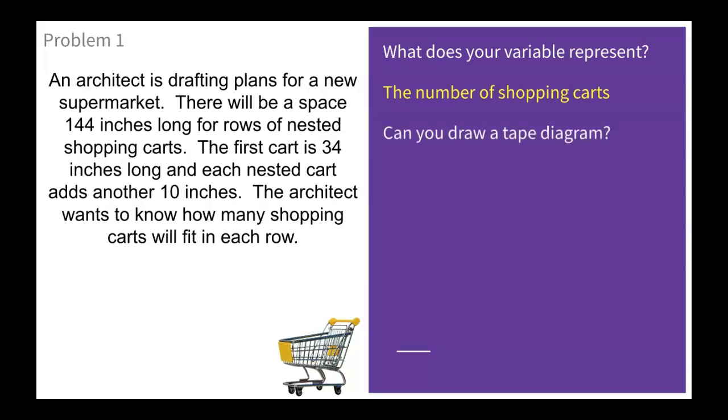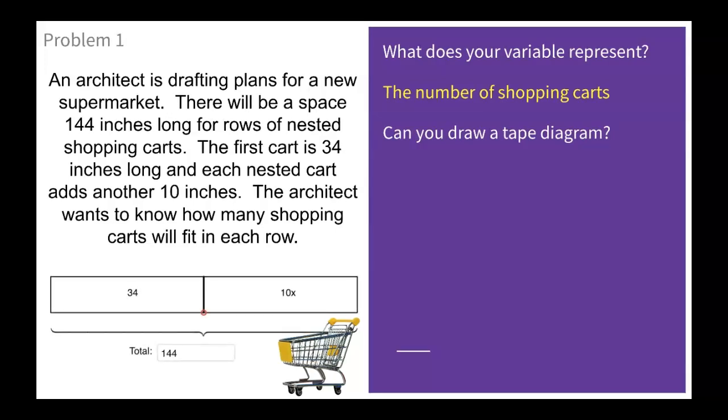Once you have your variable, try to draw a tape diagram. So try it on your own and then see how similar yours is to mine. Okay, my tape diagram looks like this. I've got one block for the 34 inches and then another block that I call 10x. And the reason I did 10x is because we were adding 10 inches and then 10 inches and then 10 inches over and over again for each shopping cart. So the total length is 10 times the number of shopping carts. And then all together we have a total of 144 inches.